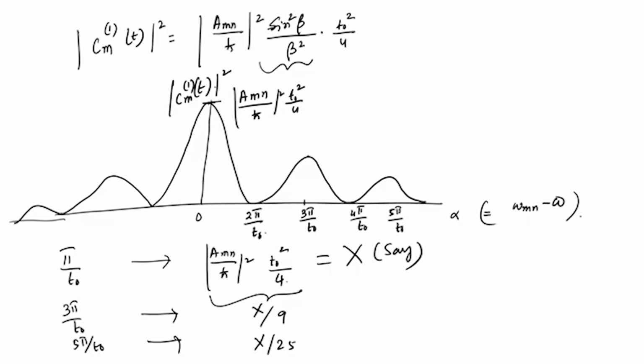So, there is no emission that is going to happen, because of the sine square beta by beta square. And at 3 pi by T 0, it has a value which is 1/9 of the value that you see at alpha equal to 0, and then it becomes 1/25 of the value at alpha equal to 0 at 5 pi by T 0 and so on and so forth. So, this tells you conclusively that it really goes down quickly. All right. So, this is in a nutshell what perturbation theory is.